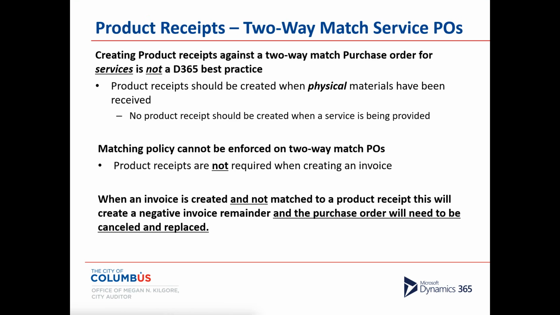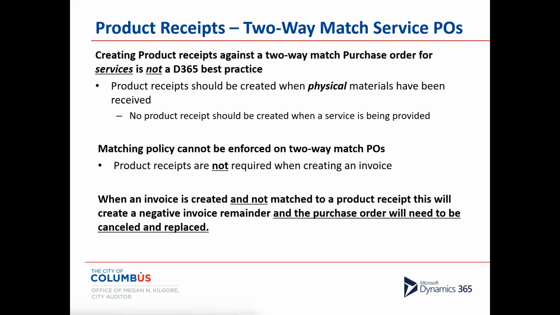From a system perspective, D365 cannot enforce a matching policy on two-way match POs like it does for three-way match goods purchase orders. What that means is that we can create product receipts against the purchase order, but we can't force the invoice to match with those product receipts. So some invoices may use a product receipt, but then at least one invoice will not use a product receipt.